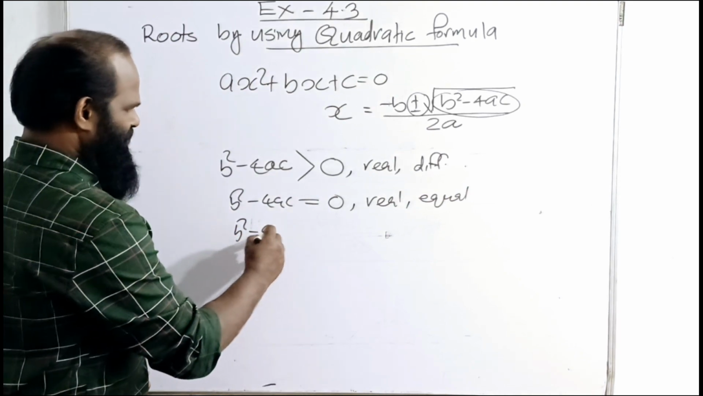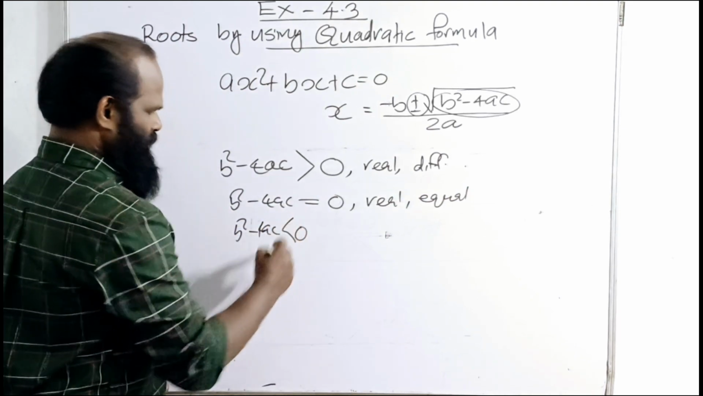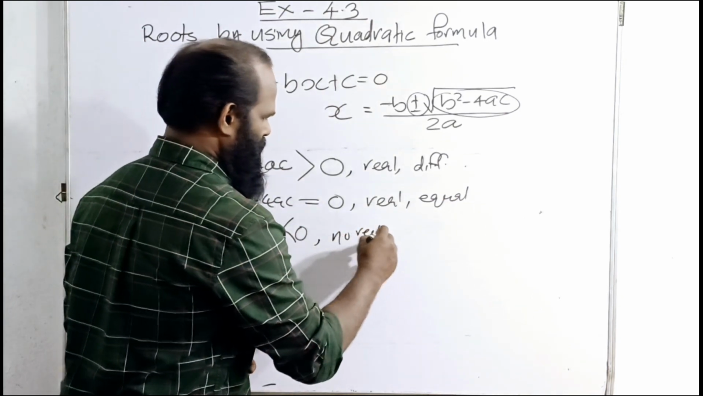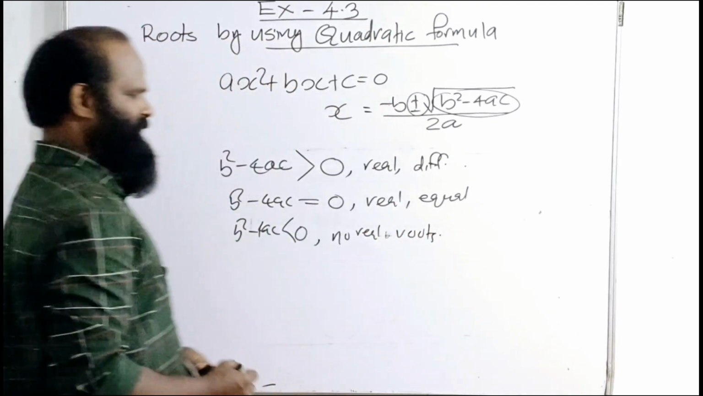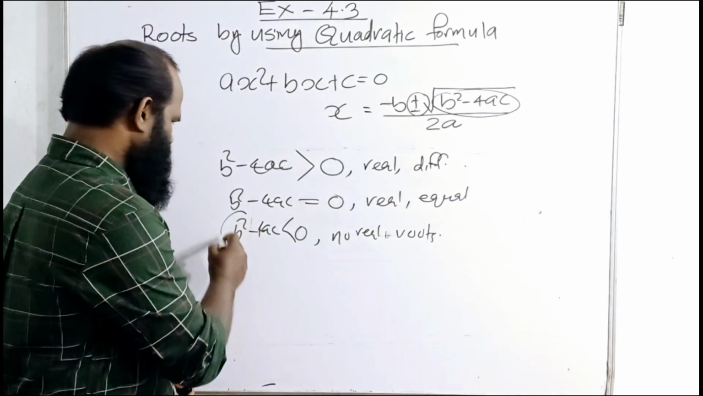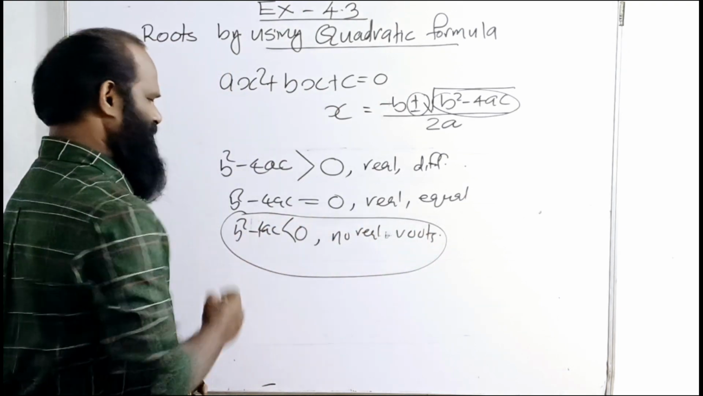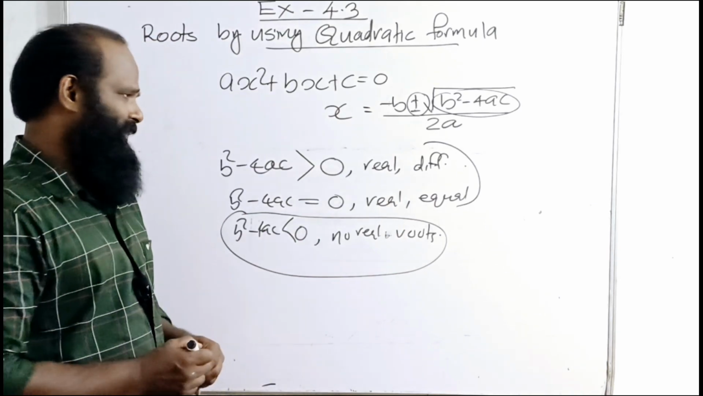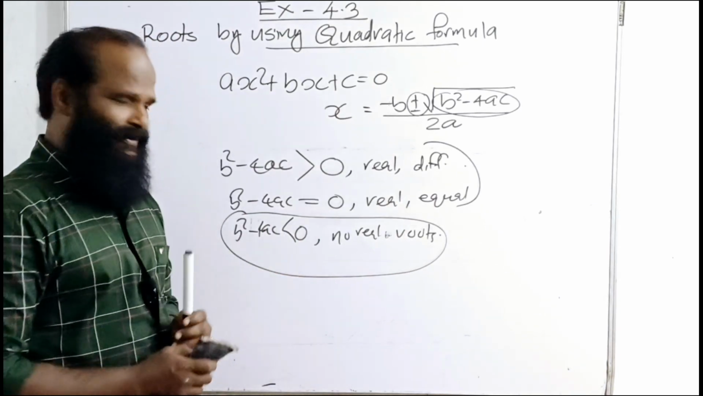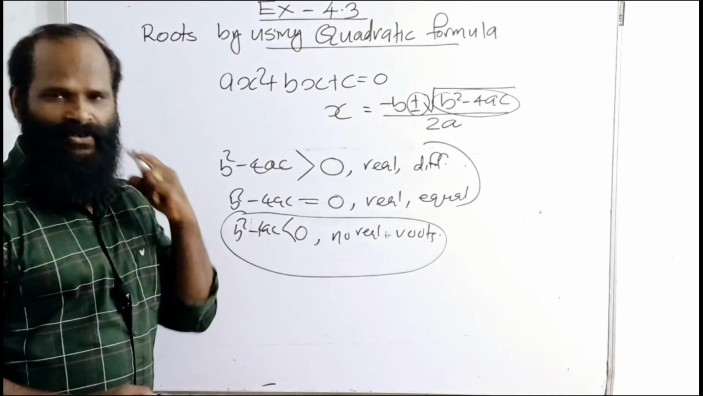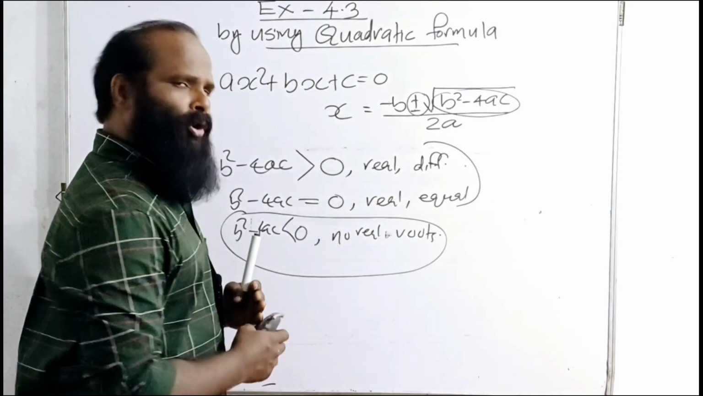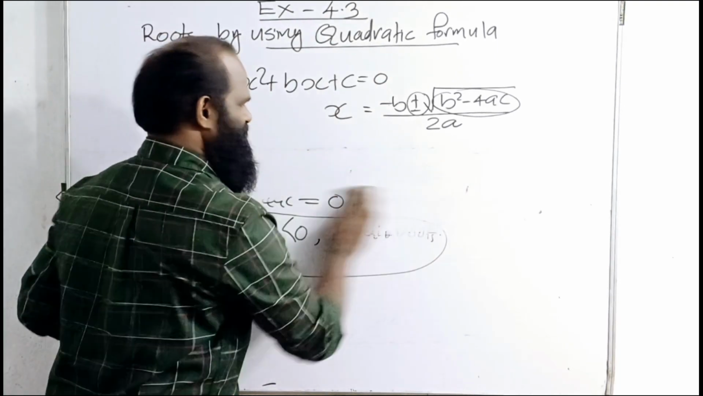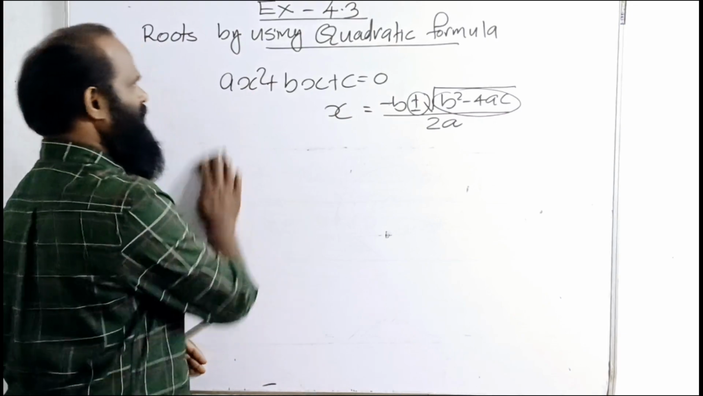If b square minus 4ac is less than 0, that means a negative number, there are no real roots. This is a condition. But this kind of question will not possibly be asked because we need to deal with only these two conditions: b square minus 4ac greater than 0, or b square minus 4ac equal to 0. Well, I have nothing more to talk about it. Let us see how a quadratic equation is solved using the quadratic formula.